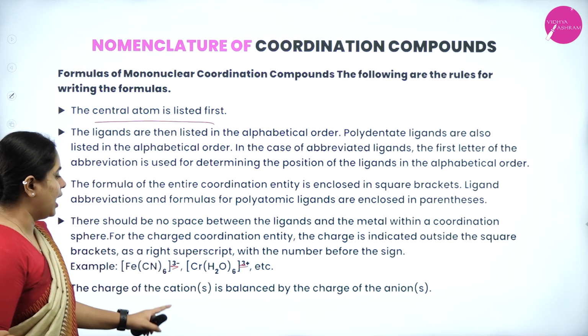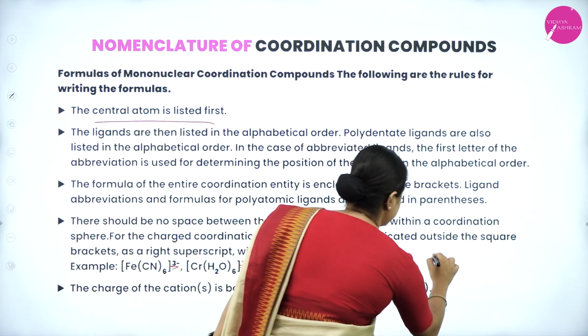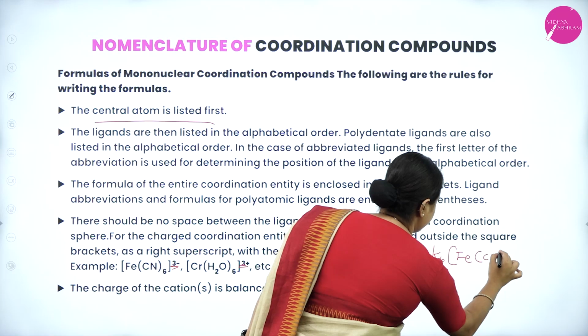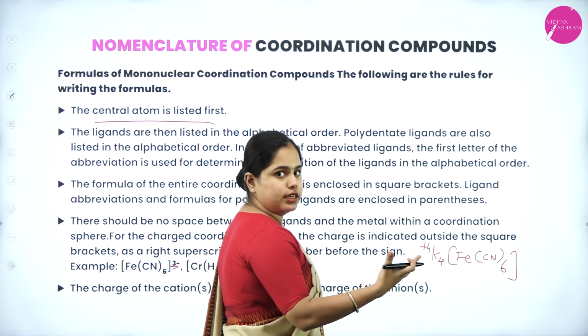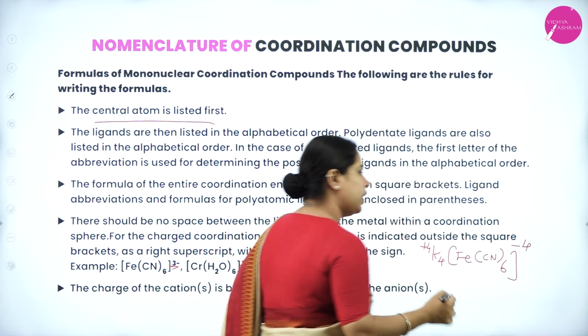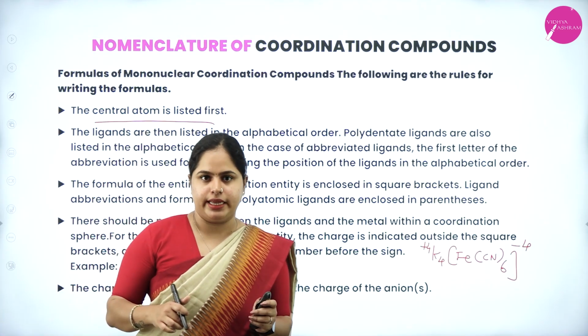Right. The charge of the cation is balanced by the charge of the anion. So that we have discussed before, K4[Fe(CN)6]. If we are considering potassium with a plus 4 charge, then to neutralize it, both should be equal, right? So if the cation is plus 4, of course the anion should be minus 4. So this is how you have to calculate. I hope that is clear, right?